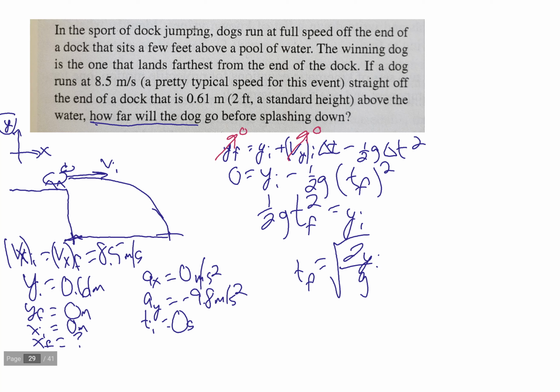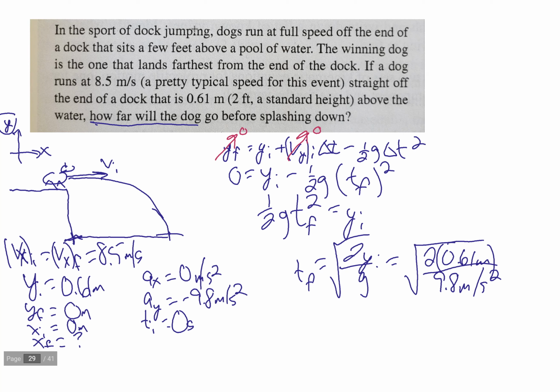Okay? So now I can plug in my stuff. I have square root 2 times y initial. Y initial is 0.61 meters divided by gravity, which is, and notice that now gravity is positive here, okay? That minus sign became positive, and now it's 9.8 meters per second squared.